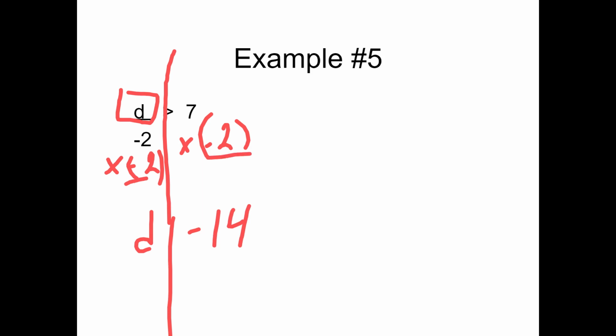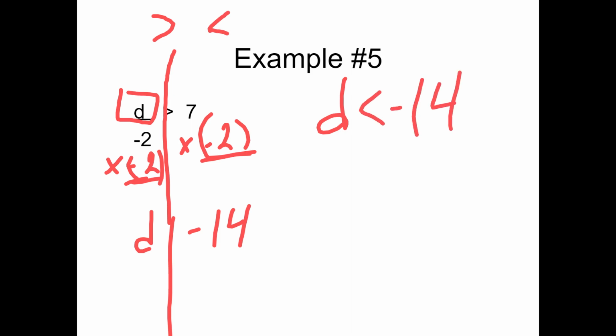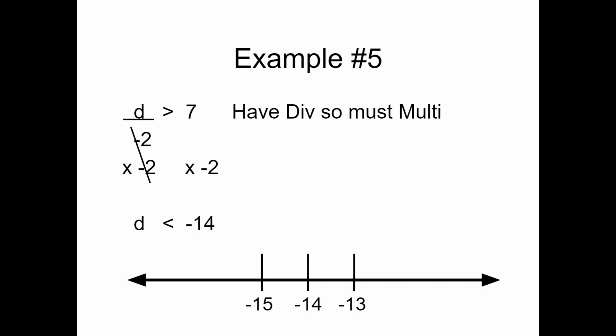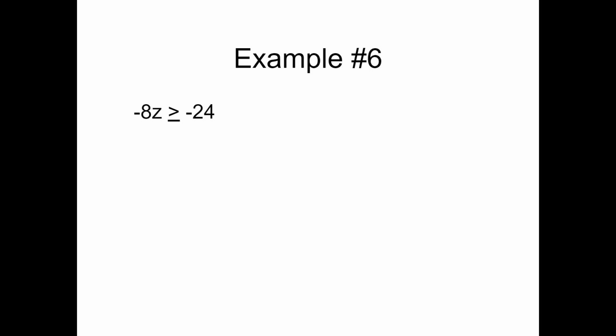Now, because I multiplied both sides by negative 2, my gator symbol was initially like this, and this time I'm going to switch it to this. So I have d is less than negative 14. The reason, again, is because of this step right here: I multiplied both sides by a negative number. So I have to flip it around. d is less than negative 14. That's going to be an open circle on negative 14, and all the numbers that are smaller are going to be to the left. All right, let's go over one more example here.